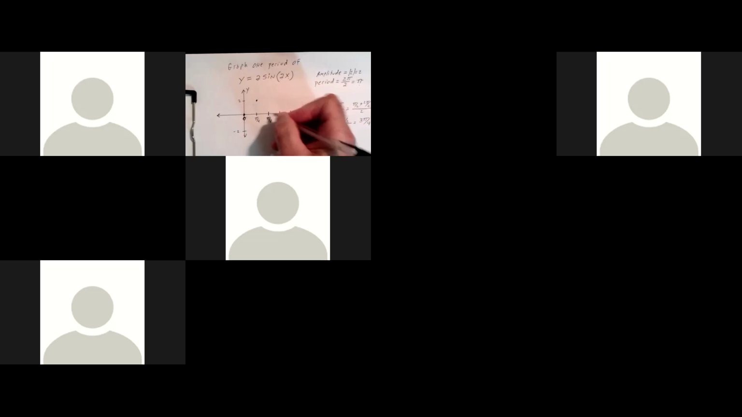So we start at 0, we max out up here. The graph's going to turn around and come back down through the x-axis here. It will min out at 3 pi fourths, which for the graph of y equals sine x would be 3 pi halves with a period of 2 pi. And then we come back to the x-axis. Connecting these points here, you'll have the graph of one cycle or one period of y equals 2 sine 2x, okay?